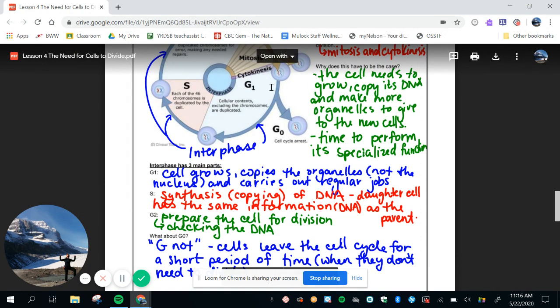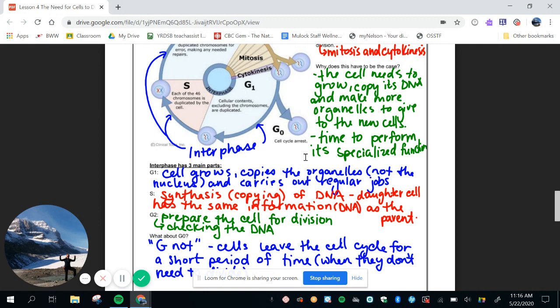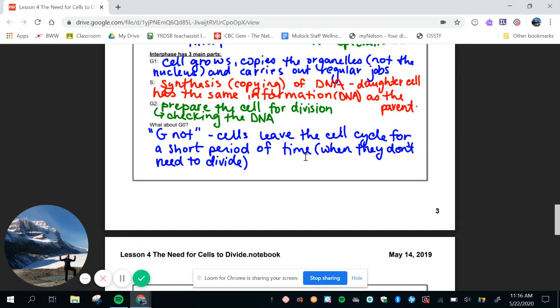And I mentioned here, G0 is kind of like a little pathway off of the normal cell cycle, and it says cell cycle arrest. So what that means in biology is that that cell has essentially left the cell cycle for a short period of time. So if they're not needing to divide, they will just leave the cycle. And there are some specific examples of that.